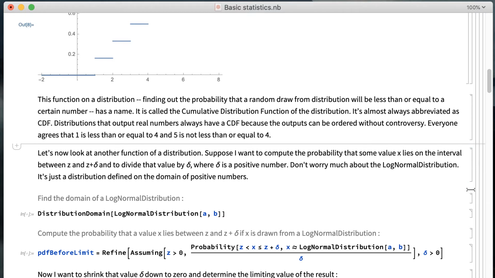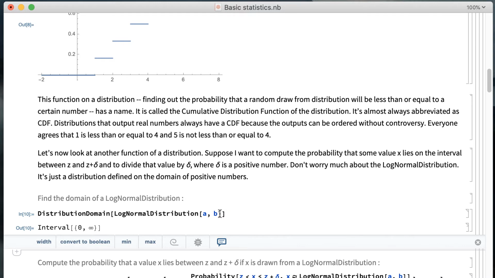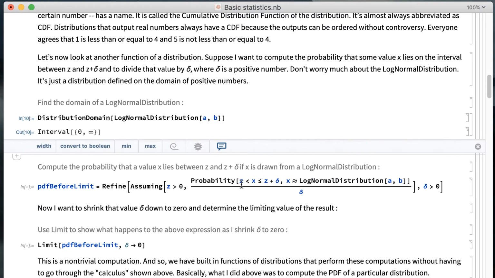Now let's look at another kind of function. Supposing I want to compute the probability that some x is not less than some value z, but that it's in between that value z and z plus some little value delta, and I'm going to divide that result by delta. And I'm going to restrict myself to situations where delta is a positive number. So let's actually do that on the log normal distribution. I know we haven't encountered the log normal distribution, but it's fine. If you were curious what the domain of that is, what kind of numbers it can output for any arbitrary parameters a and b, it's a 2-parameter distribution, it can output anything from 0 to infinity.